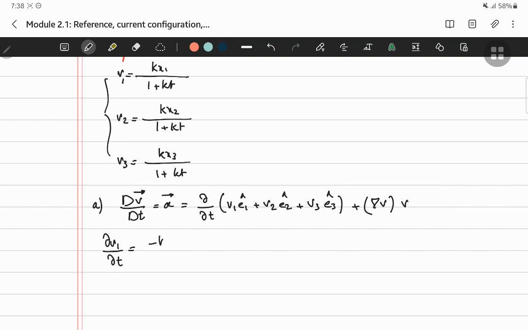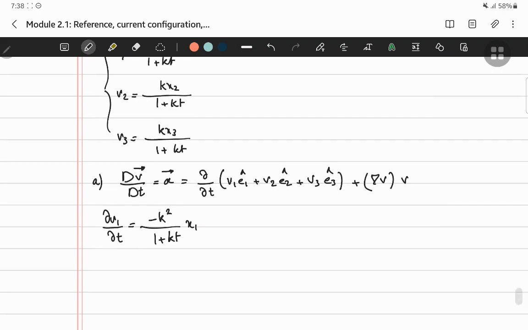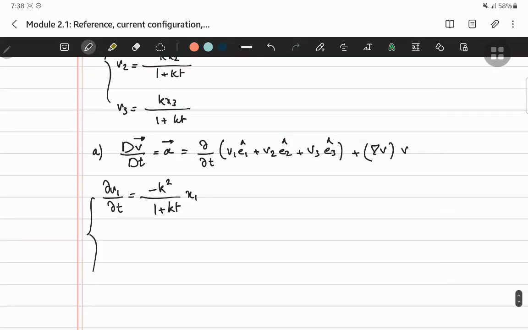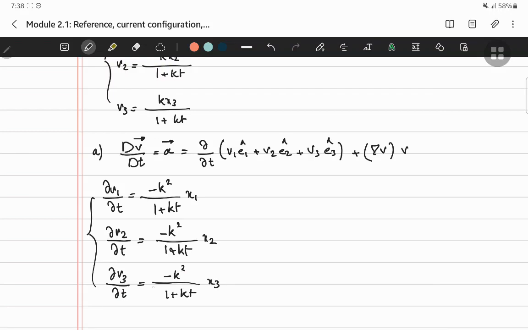It is basically minus k squared divided by 1 plus kt x1. And then I have the partial derivative of v2 with respect to t, which is the same because we have the same expressions for v1, v2, and v3. They only differ in x1, x2, and x3. So the partial derivative of v3 with respect to t is equal to minus k squared divided by 1 plus kt x3. We calculate this part, and then we have del v.